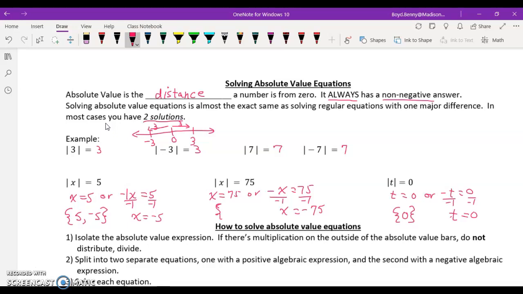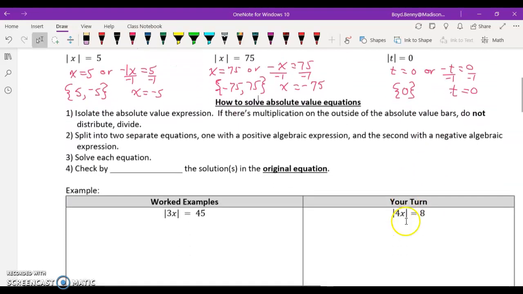Let's go back and write the solution set for this second one. Could be -75 or 75. Notice I'm using my set notation again.